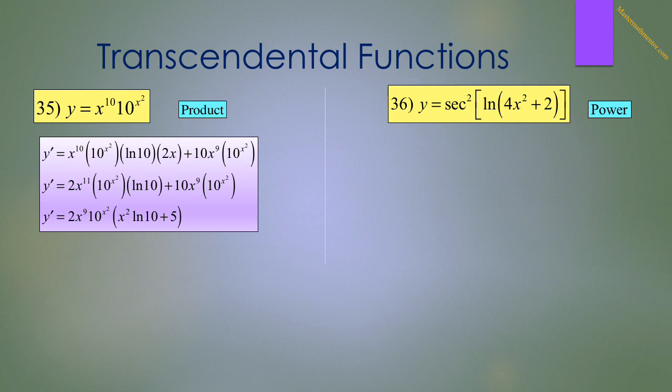We can do some factoring here. We can pull out a 2x to the 9th, 10 to the x squared, and multiply that by x squared, natural log of 10, plus 5.